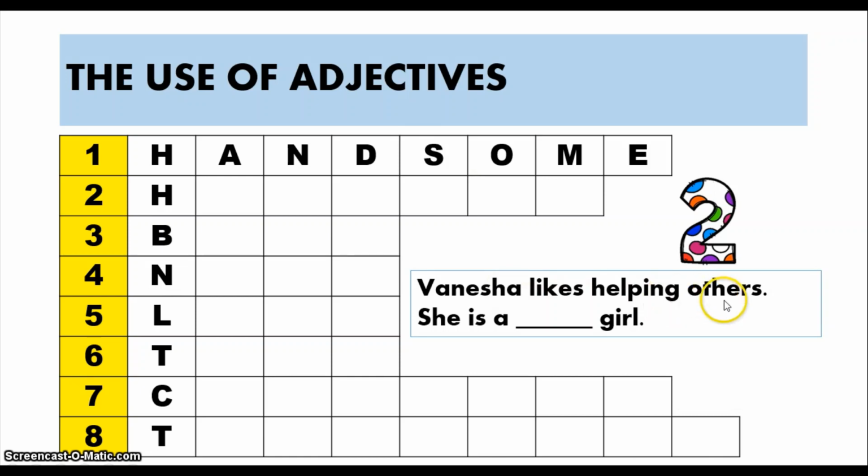Number 2. Vanessa likes helping others. She is a blah blah blah girl. Okay, find the adjective which completes the gap. Vanessa likes helping others. She is a blah blah blah girl. Helping, so helpful, excellent.